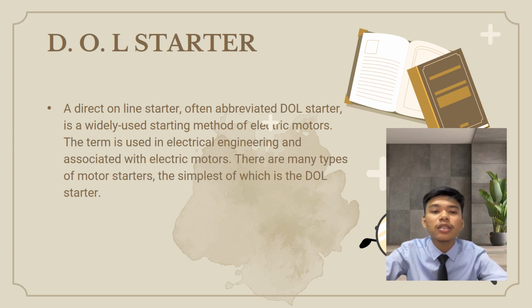Consequently, the starting current may reach 3 to 8 times the normal current. The control circuit is typically run at 24 volt with the aid of a 400 volt to 24 volt transformer.